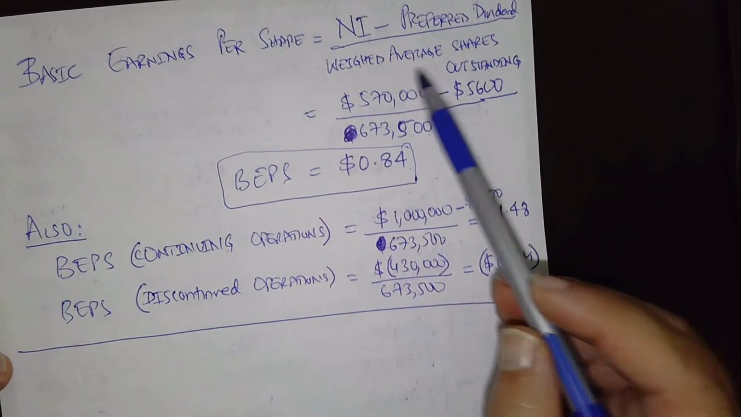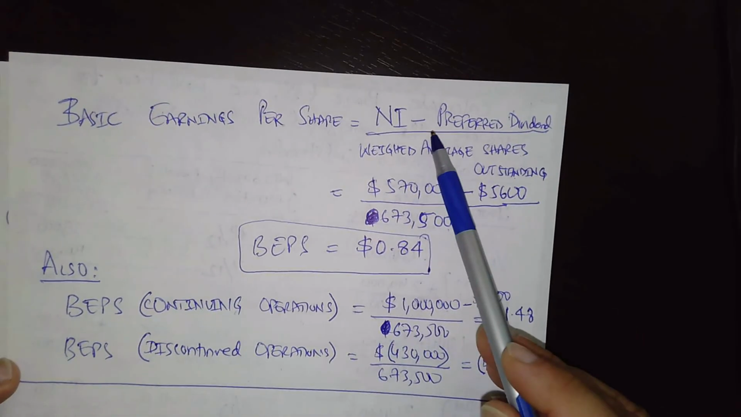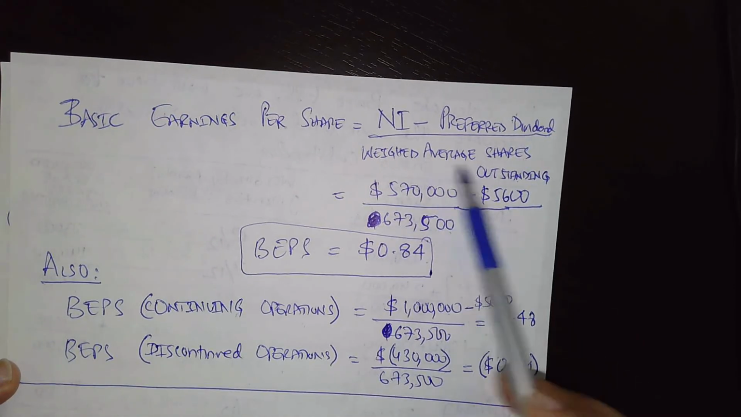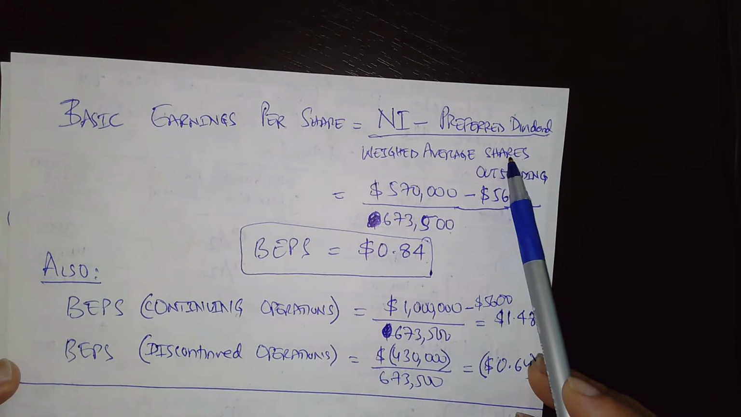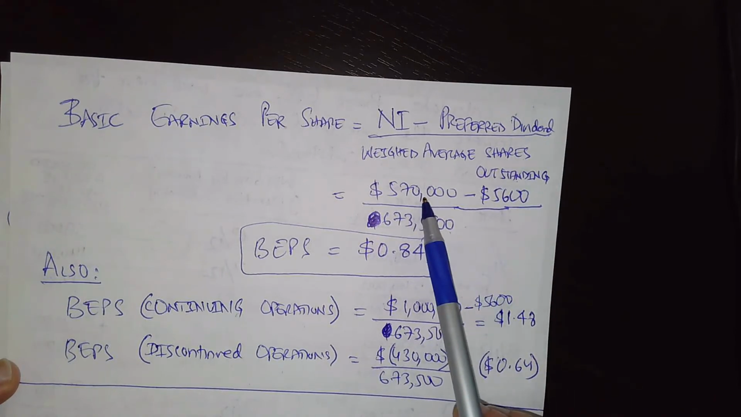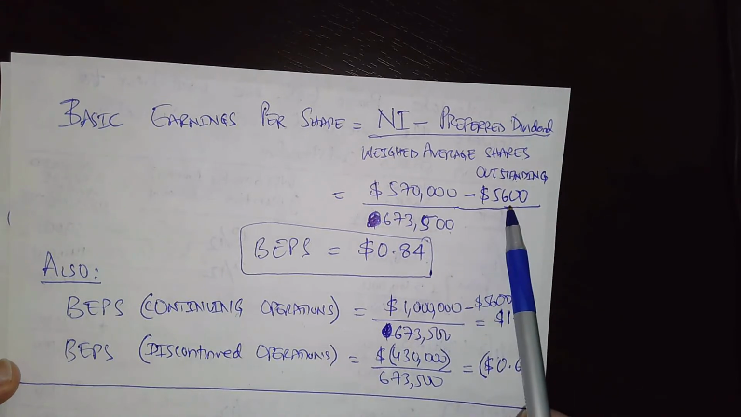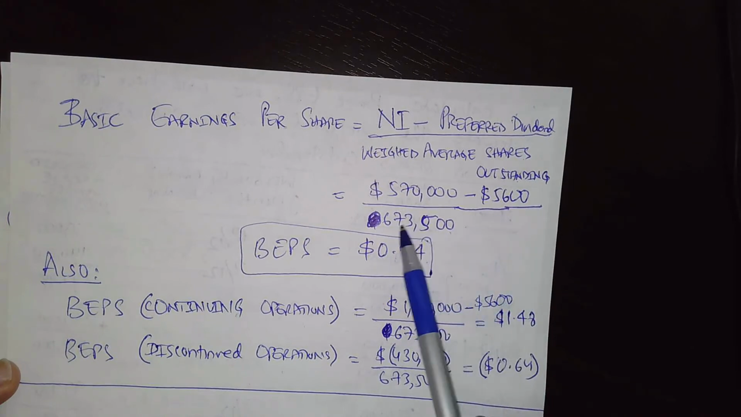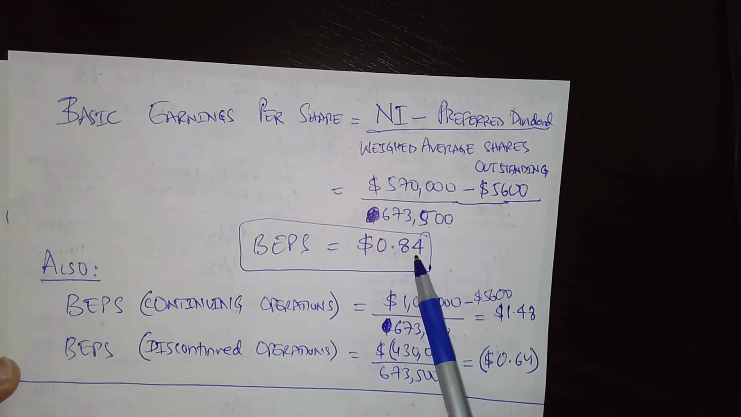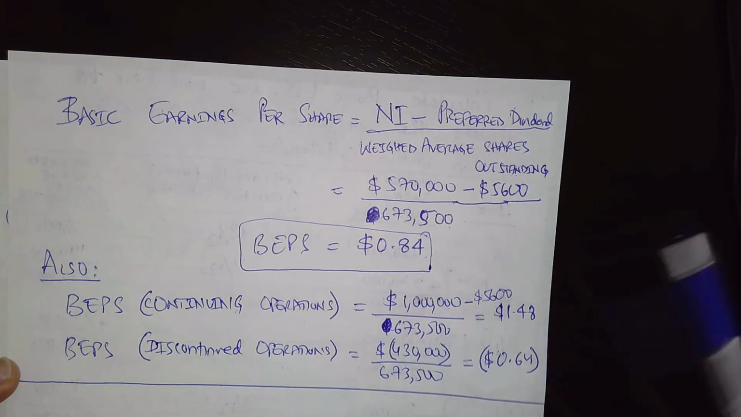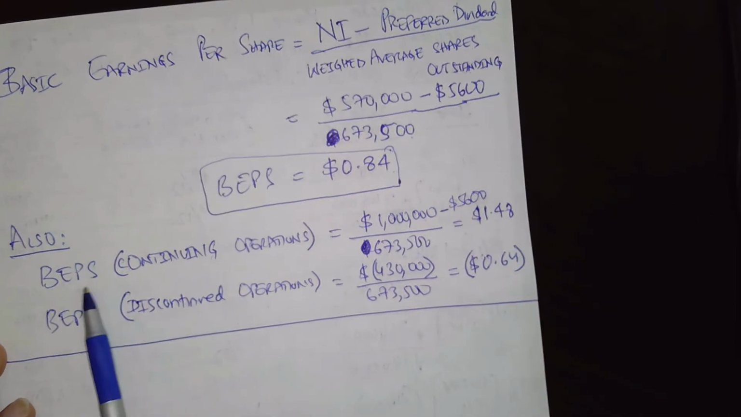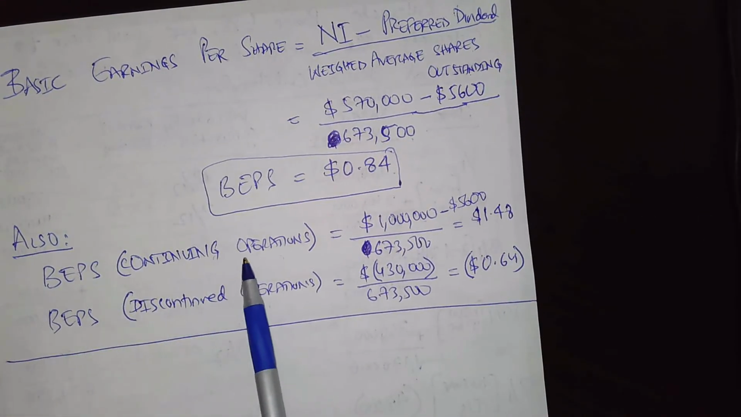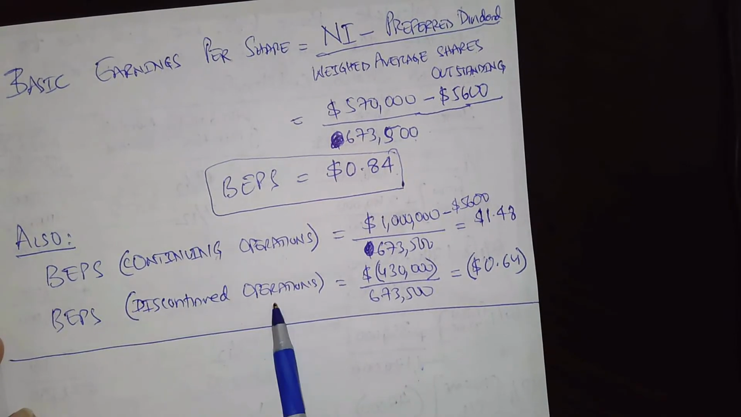Basic earnings per share, the formula we have is net income minus the preferred dividend divided by the weighted average shares outstanding. So you take 570,000, subtract 5,600, and you divide this and you get the basic earnings per share of 84 cents.